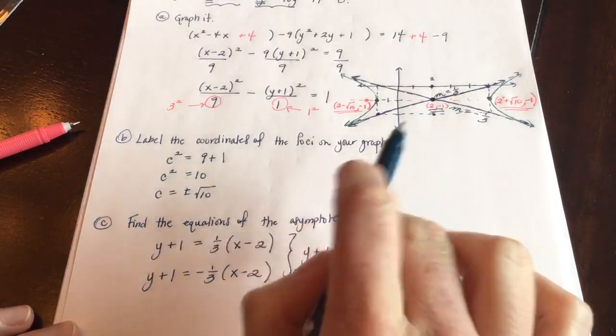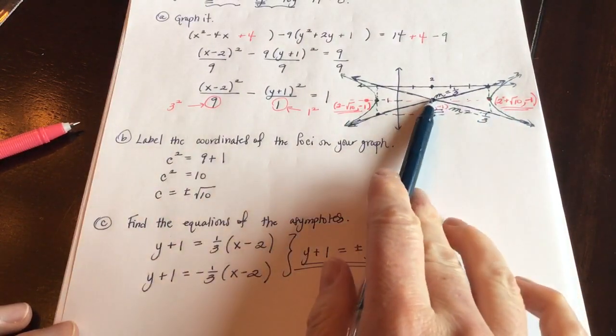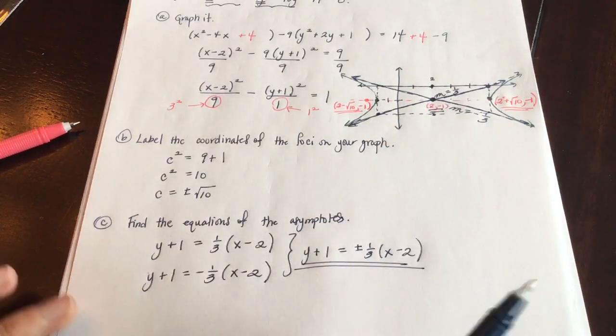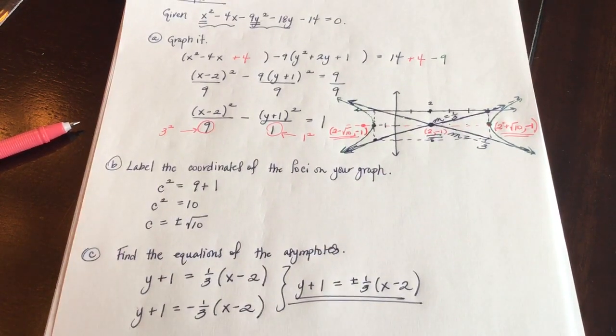Point slope, count your slope out, rise over run. Both of your asymptotes go through the center, and it really should be that easy.